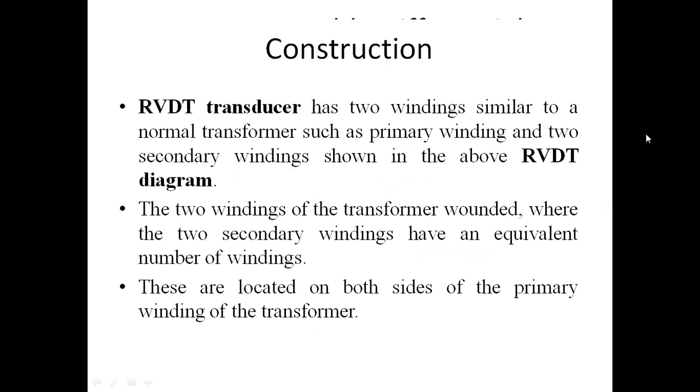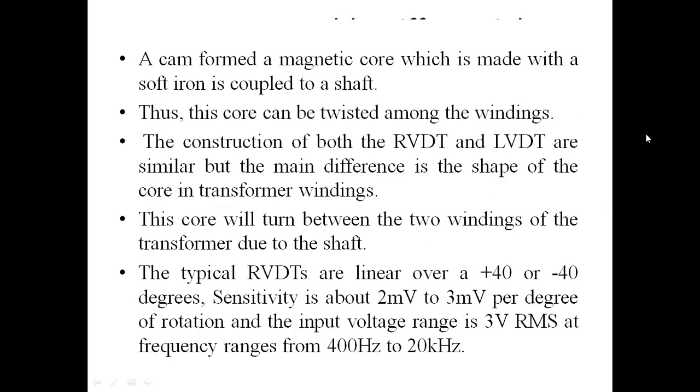So RVDT transducers have two windings similar to a normal transformer, with a primary and two secondary windings. The two secondary windings will have an equal number of turns. These are located on both sides of the primary winding of the transformer. A cam formed magnetic core, made with soft iron, is coupled to a shaft. Thus, this core can be twisted among the windings.